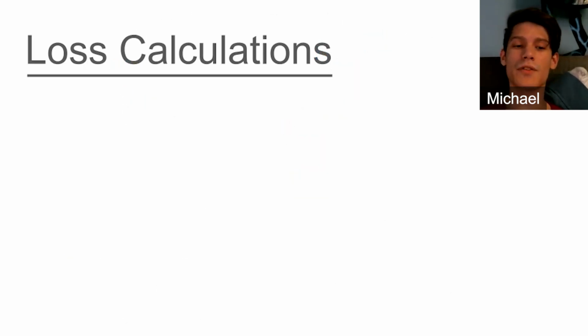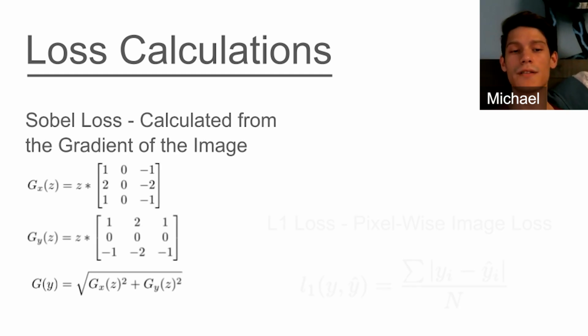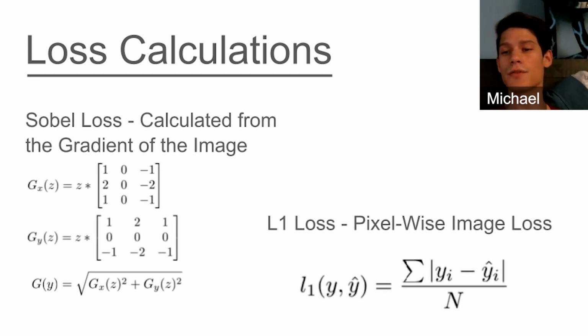The loss function we're going to be using for this was a Sobel loss and an L1 loss. We sum those losses over the entire thing. The Sobel loss is dictated by these equations here and is essentially the gradient of the image. And the L1 loss is going to give us our color accuracy of the image, which is just a quick sum and division.